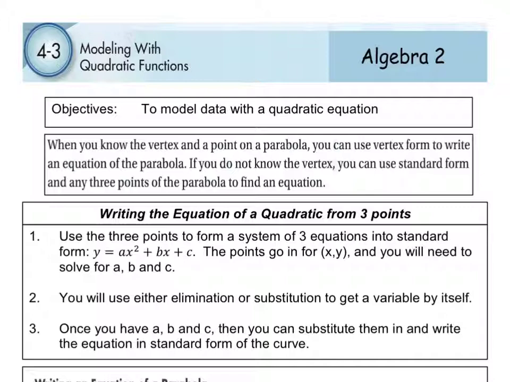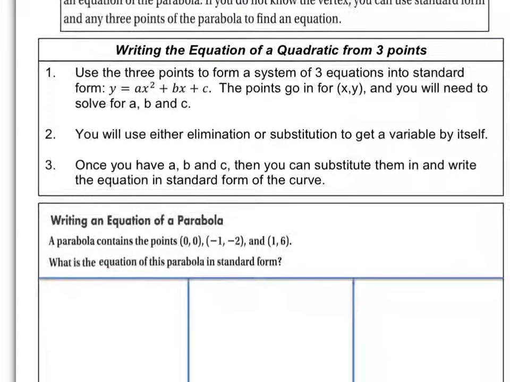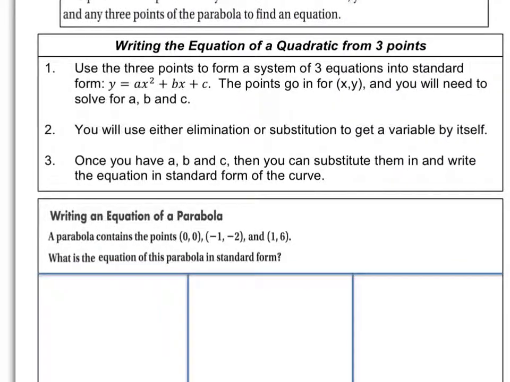Okay, so you don't necessarily always have to have the vertex. If we don't have the vertex, there is a way to write the equation. All right, so we're going to use the 3 points that we're given to form a system of 3 equations in standard form. y equals ax squared plus bx plus c.